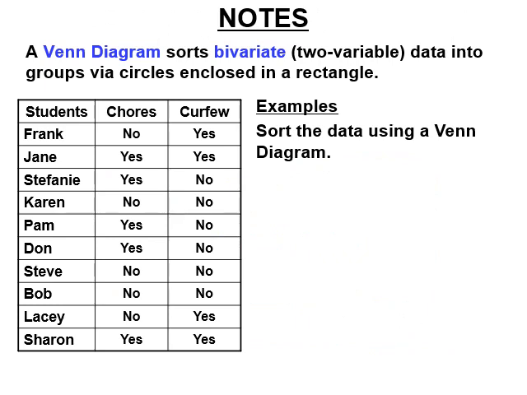So this is the same thing we saw in the warm-up. We're going to make a Venn diagram of this bivariate data. So what is bivariate? Well, bi means 2, as in bicycle, and variate means variable. So it's got 2 variables. What are the 2 variables? Chores and curfew. Okay. So let's draw a Venn diagram.